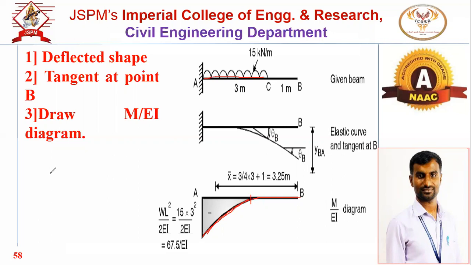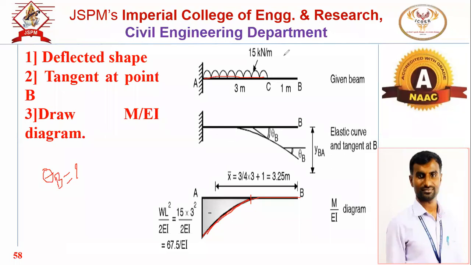Now if I have to find theta B, what are we supposed to do? Moment area theorem. Yes, how to find theta B? Suraj, how to find the slope? Praveen? Area of BMD divided by EI. Yes, correct. Area of BMD divided by EI.